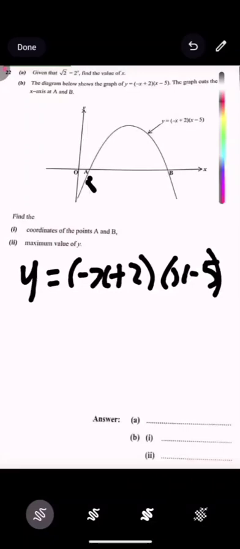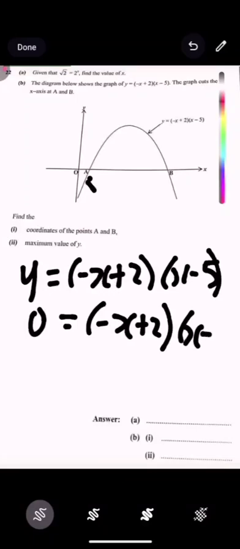So it means y should be 0, which simply means 0 is equal to negative x plus 2, times x minus 5. Okay, so to know these coordinates, we just have to solve how this should be equal to this.